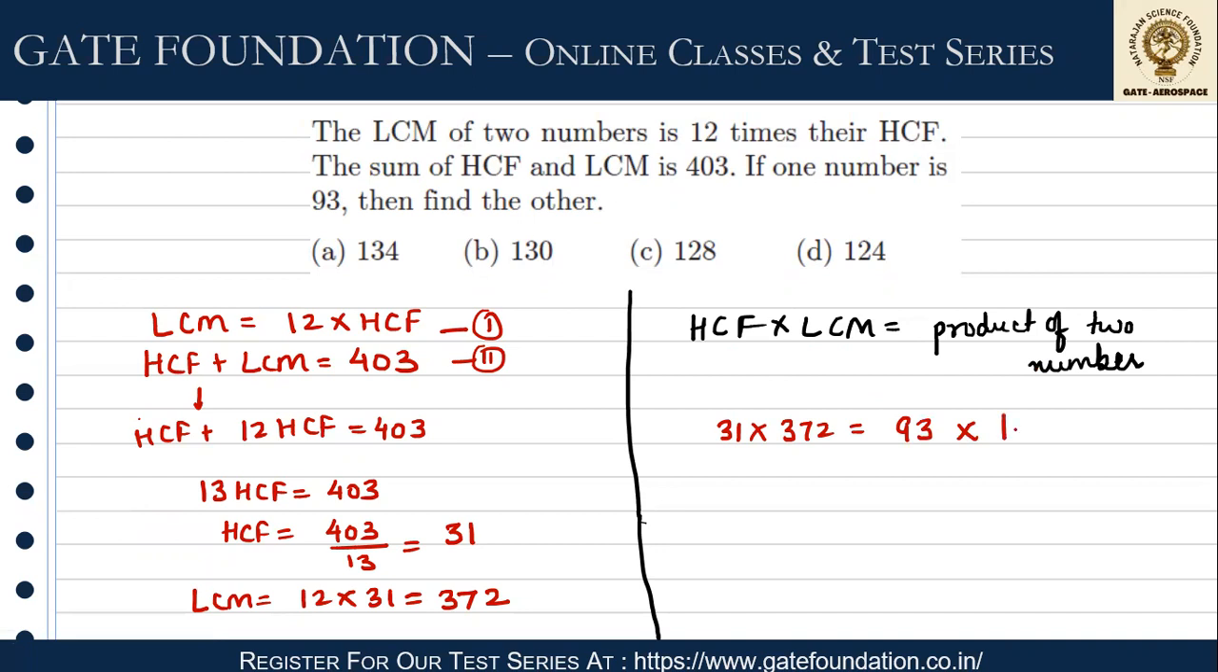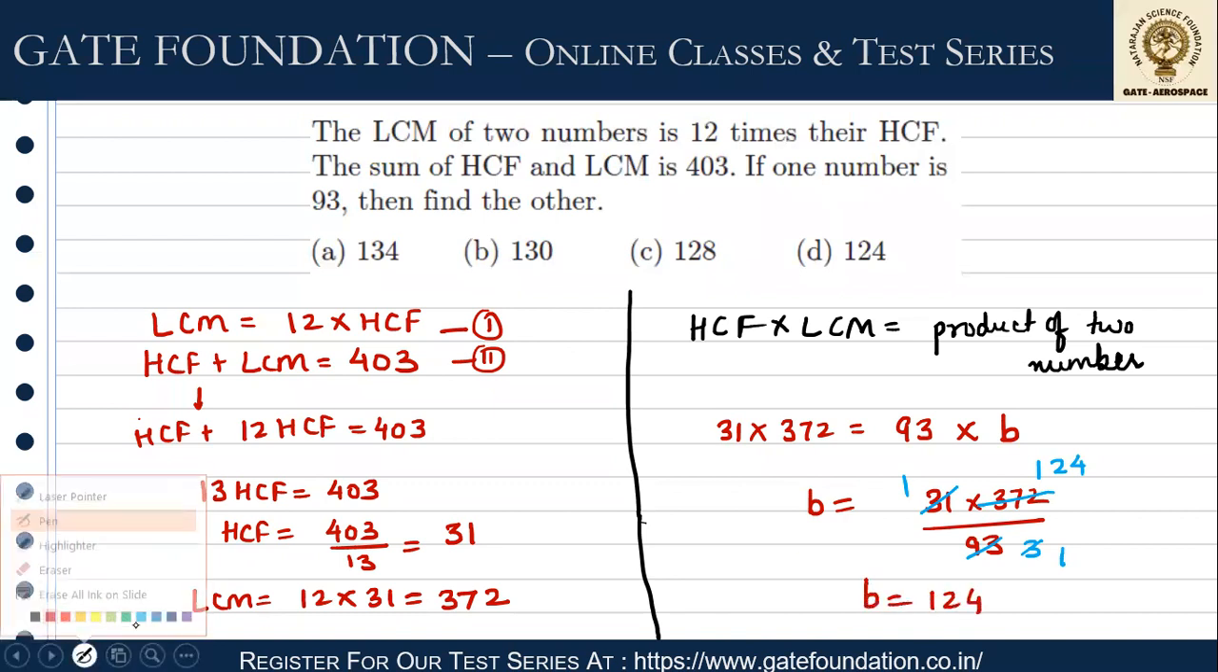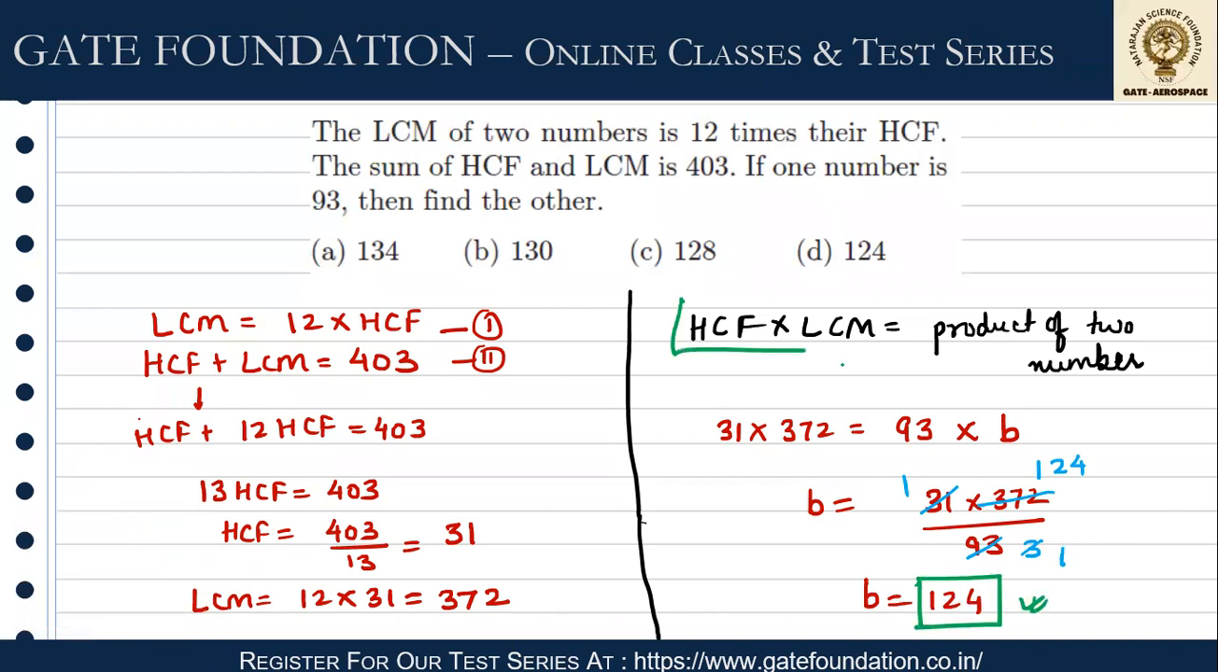Let's say the other number is B. So I need to find out B. I'll simply find out B by 31 into 372 divided by 93. So from here, let's cancel it out and get 31, 1, 31, 3, 3, 1, 1, 2, 4. So your final answer will be B equal to 124. I guess we had discussed this formula earlier also, but yes, this is one of the important formulas and you need to remember this one. Not C, sorry, D is going to be the correct answer.